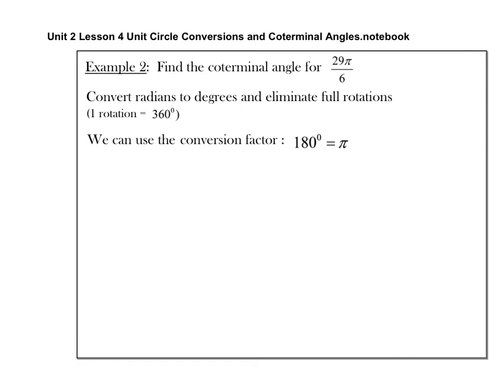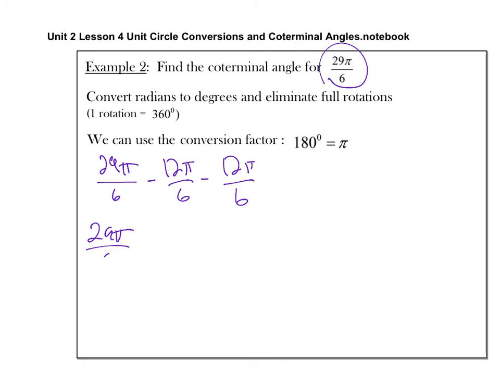So coterminal of 29 pi over 6. So obviously you recognize that that is way bigger than 2 pi. So now we have to do a little bit of thinking. So you can sit there and go 29 pi over 6 minus 12 pi over 6 minus 12 pi over 6. You can sit there and do that. That's a little bit cumbersome. I don't love that. You can do it. What I would prefer to do is convert this to degrees and go from there.